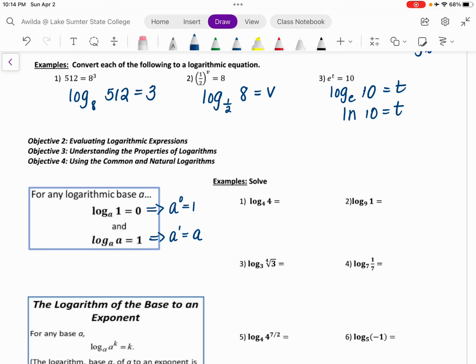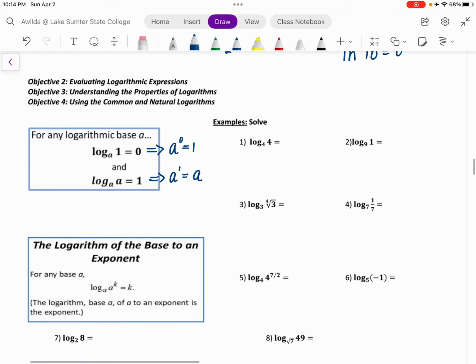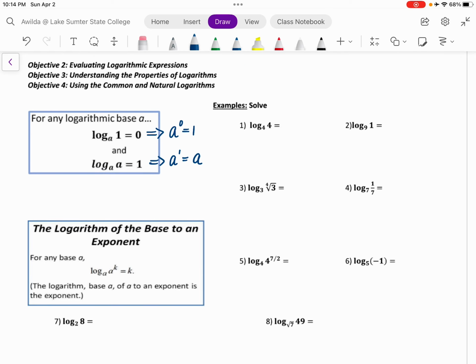Let's apply some of these properties to the following examples. Logarithm base 4 of 4 is equal to 1, because 4 to the 1st power is equal to 4. Next, we have logarithm base 9 of 1. Well, this is going to equal 0 because 9 to the 0 power is 1.